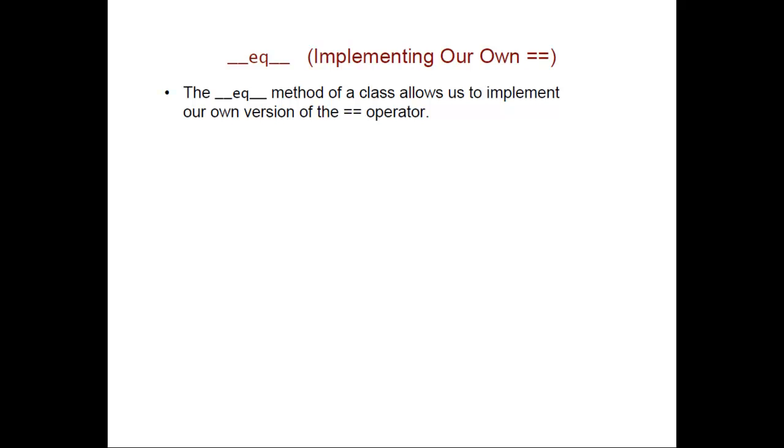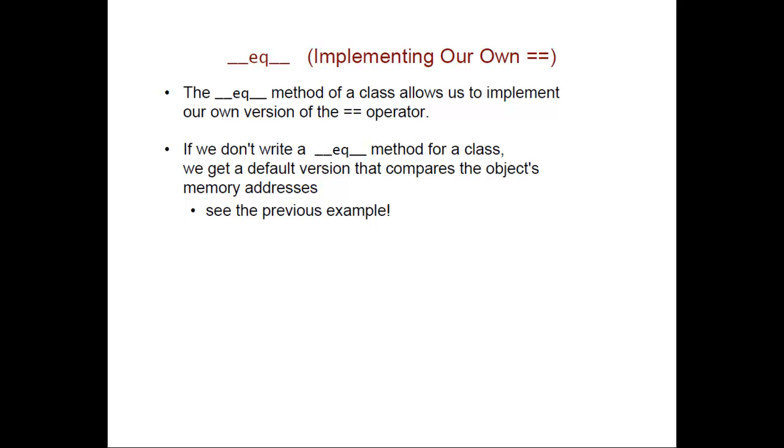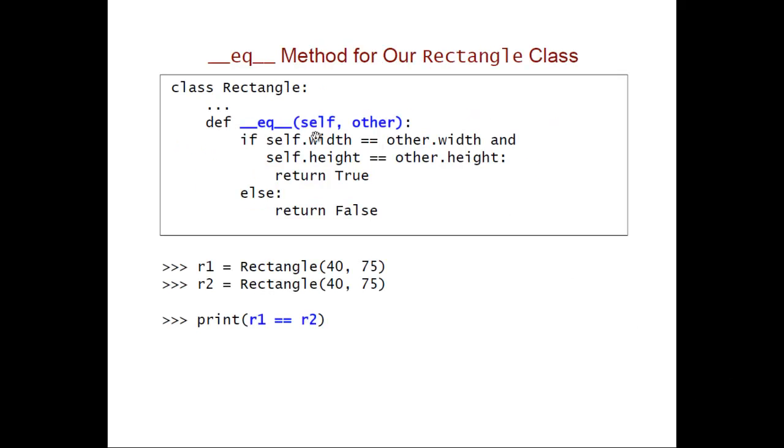And the way that we do it is by defining a method called __eq__. And again, if we don't do this, the default version is just going to compare the memory addresses. So here's what that method might look like in the context of the rectangle class. You have to give it this name. You have to have a self parameter and then some second parameter. I'm calling it other.